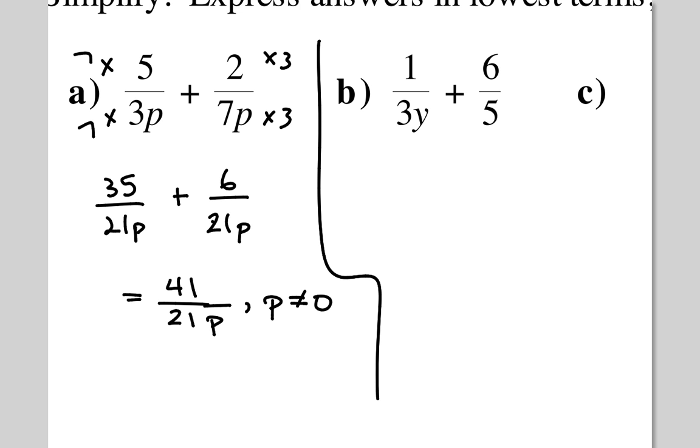Next one. 3y and 5. What's similar? Nothing. Nothing is similar. So do the easy parts first. What's 3 and 5 going to go to? 15. And what does this guy need?